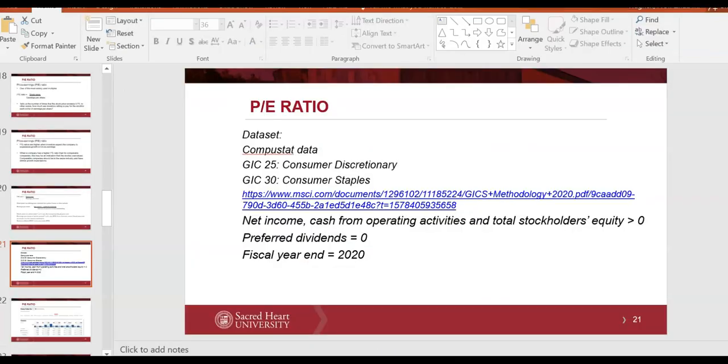I also limited which companies that we were going to be able to analyze just to make it a smaller sample. I wanted to see companies that we were somewhat familiar with, so I used the industry classification code 25 and 30 for consumer discretionary and consumer staples.